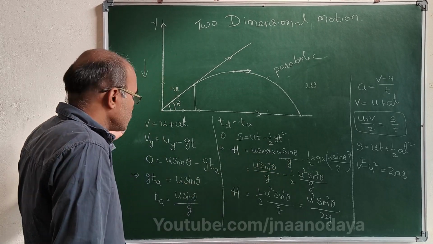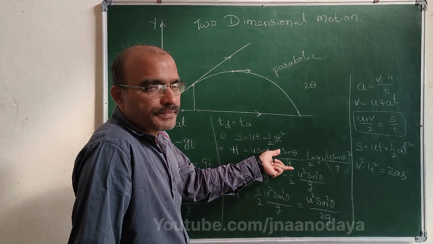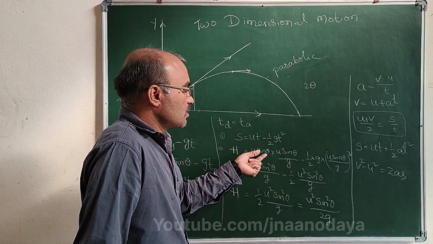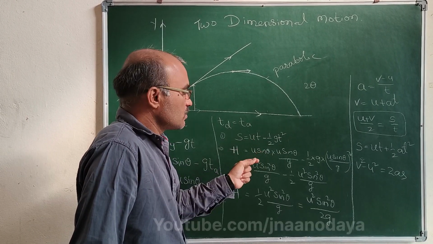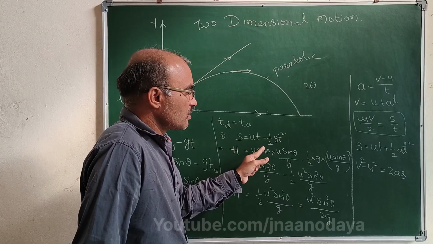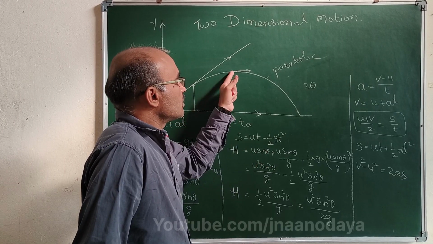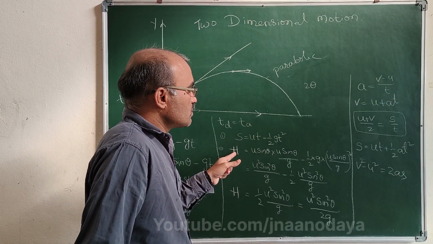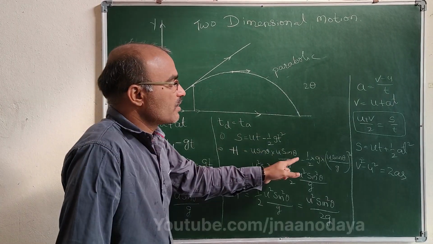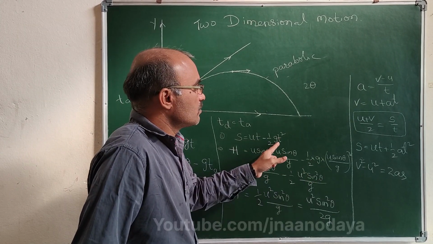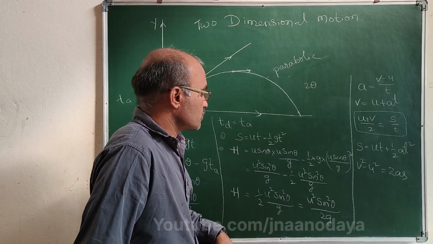That we have substituted from the time of ascent, we have substituted here, right? So u sin theta into u sin theta. So uy, this is the vertical component of velocity. So right here u sin theta, time of ascent it is, right? Maximum height it is. So we are substituting here t as ta, u sin theta by g, minus half into g into t square, u sin theta by g whole square, right?